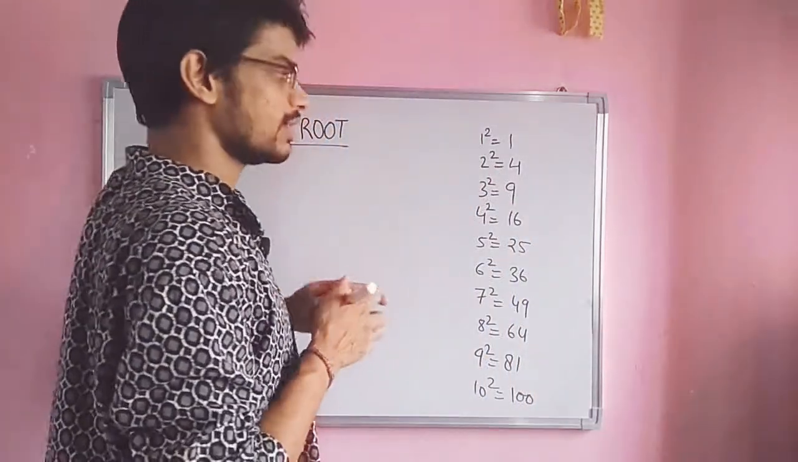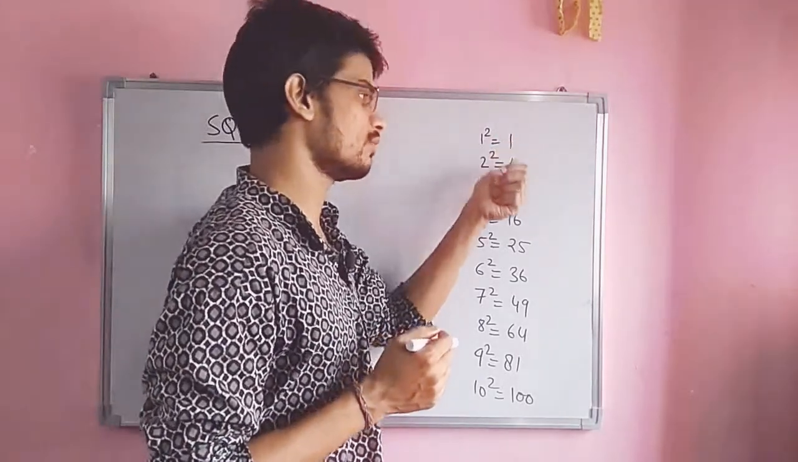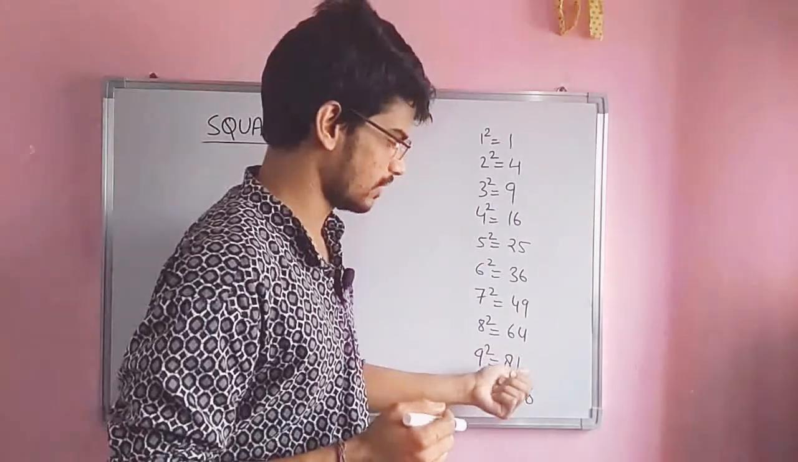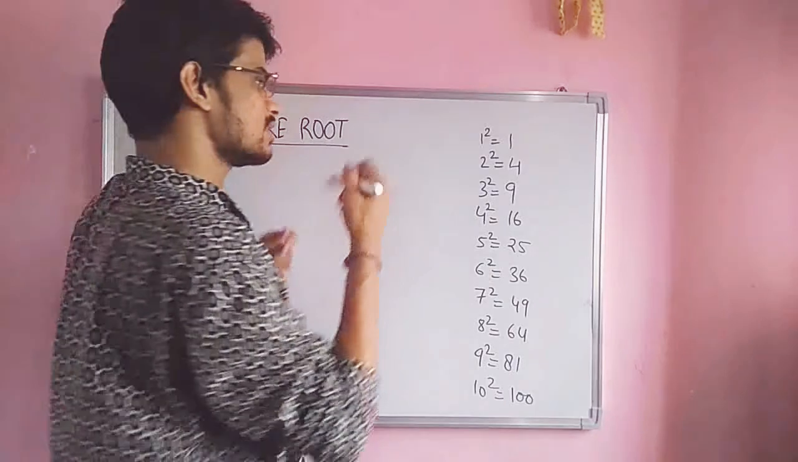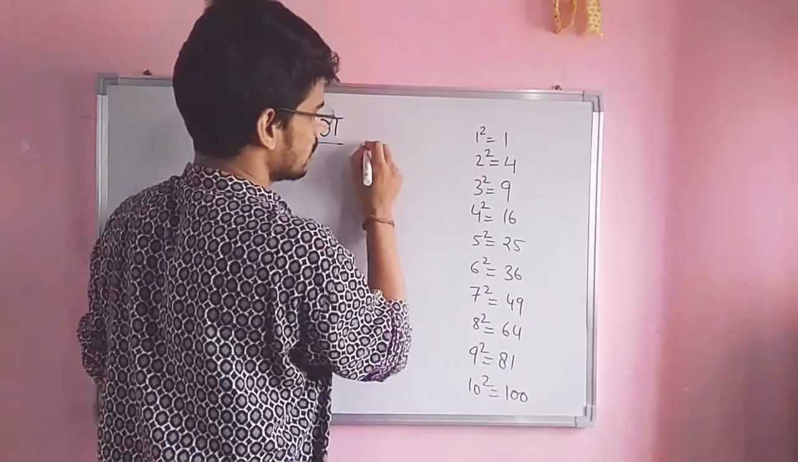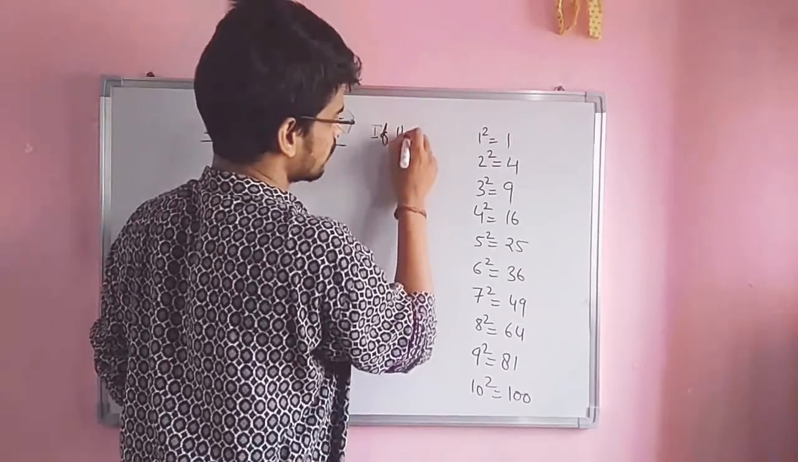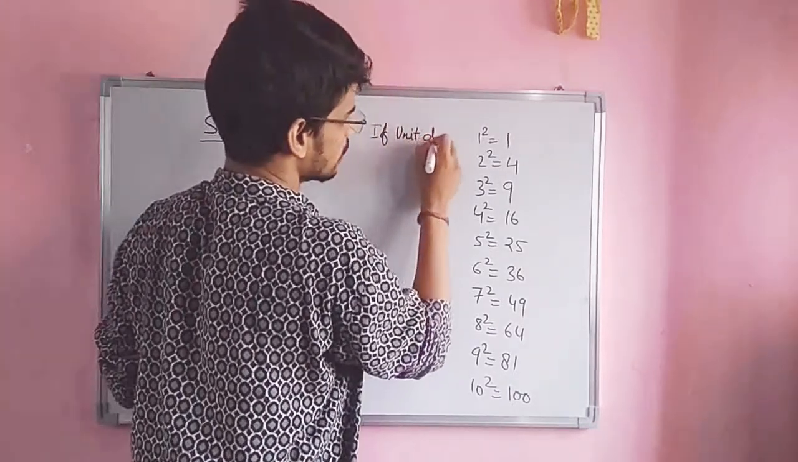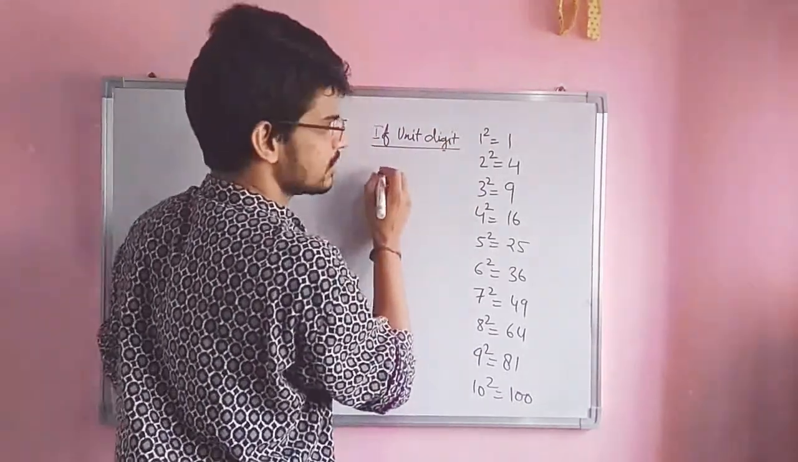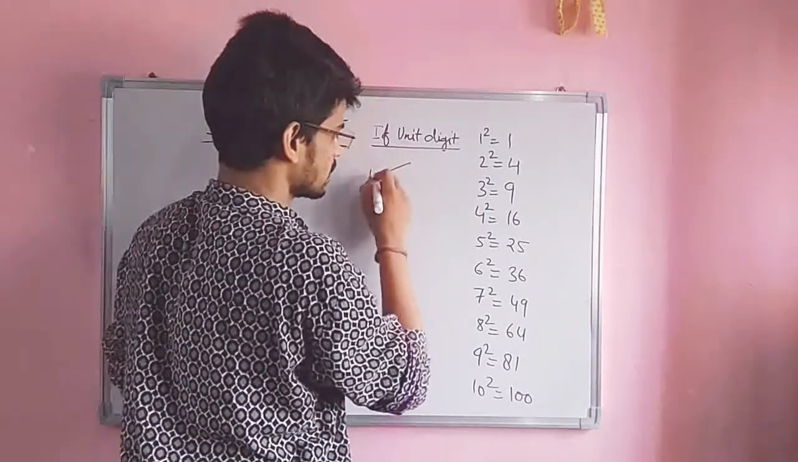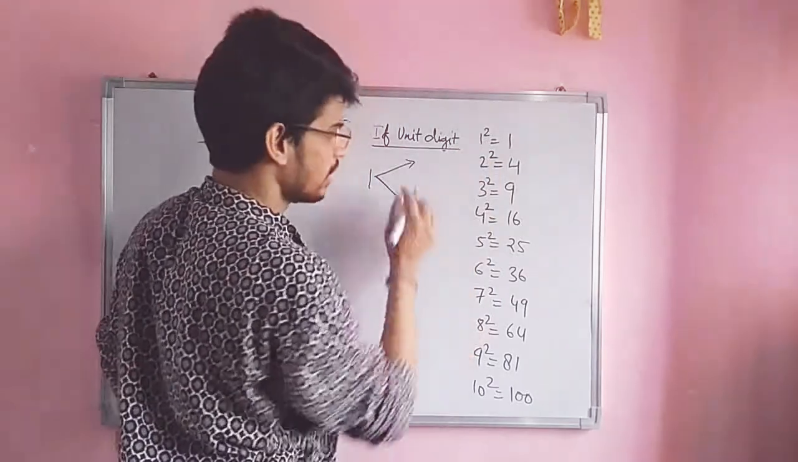We see that repeated numbers come at the units place: 1, 4, 9, 6, 5, 6 repeat at the units place. That's why if the units digit of a square is 1, then its square root ends in either 1 or 9.